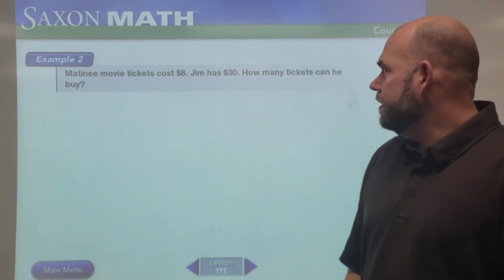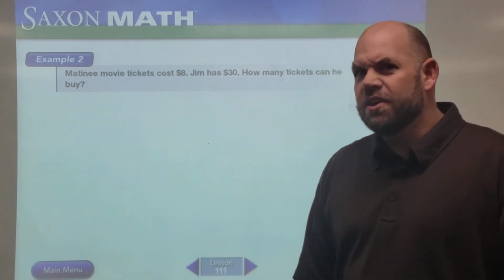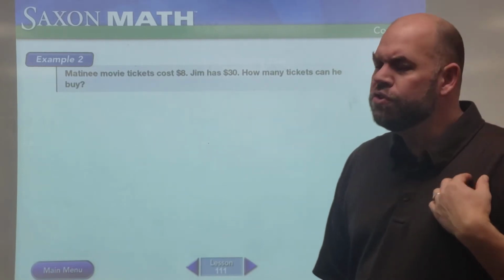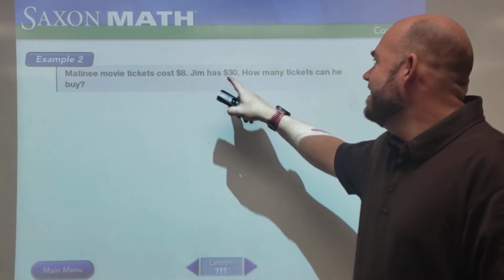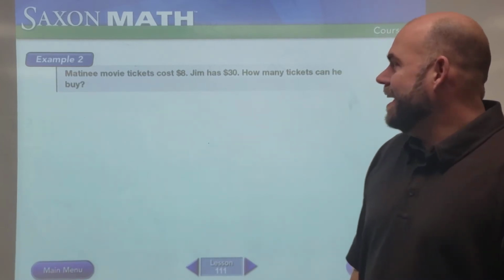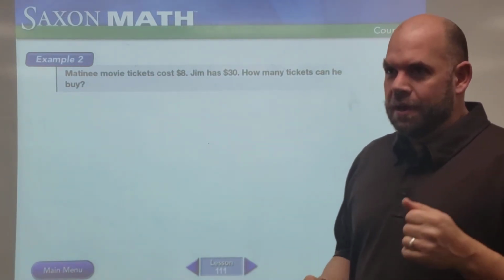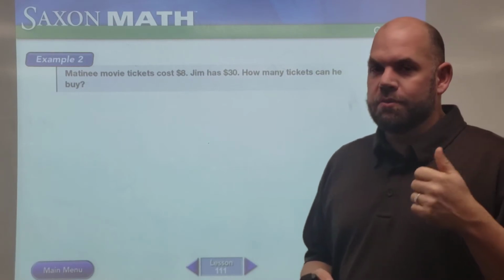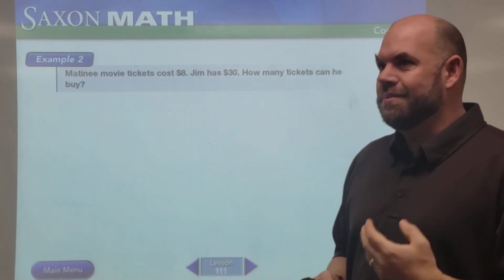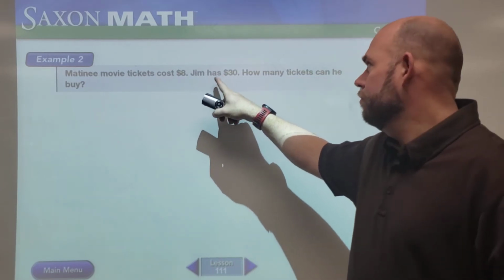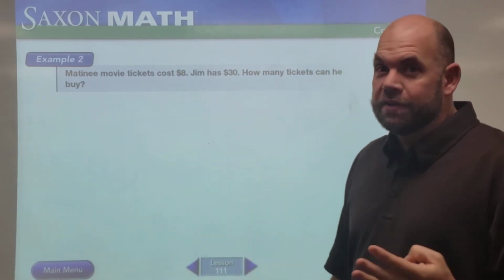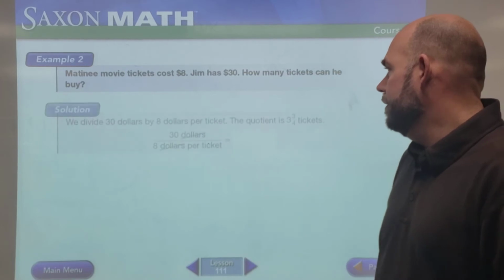A matinee movie ticket costs $8. That's not a very good deal. You should be going to a matinee for about $5.50 or $6. All right, Jim has 30 bucks. How many tickets can he buy? Well, how many times can 8 go into 30? We know 8 times 3 is 24. 8 times 4 is 32. If he's only got 30 bucks, he can't buy 4, even though it's closer to 4 tickets than 3 tickets. We're going to have to round down on this one.